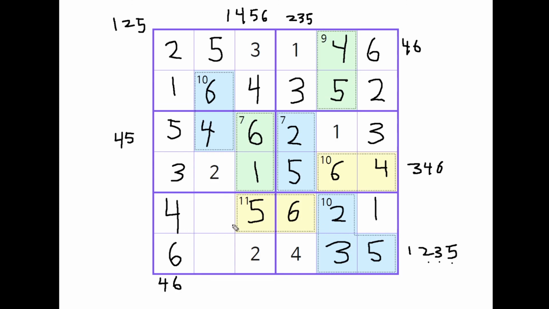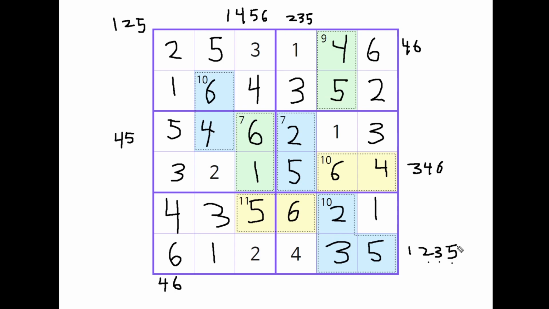This fifth row is missing the number 3, and the last row is missing the number 1. And that's it, we've completed the puzzle. Now to check if all the rules are met, we must see if every row, column, and block contains each number from 1 to 6. We must make sure that all the sums are satisfied, and that there are no repeating numbers within color groups.